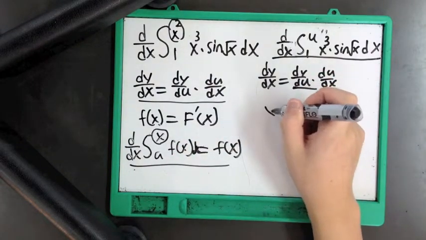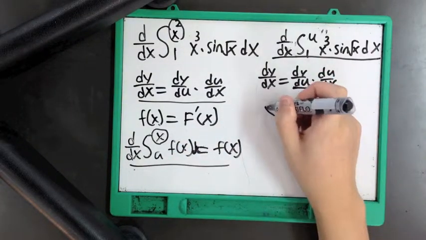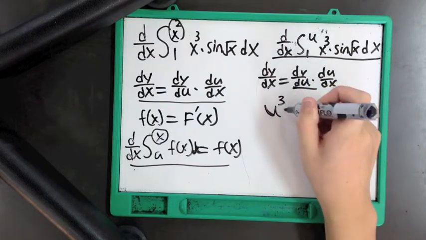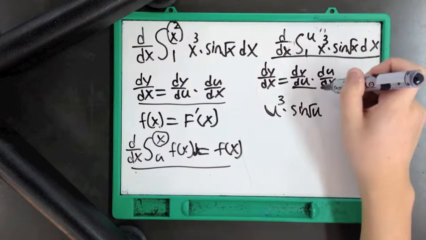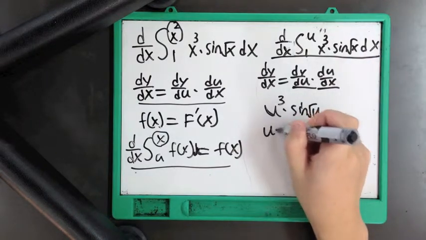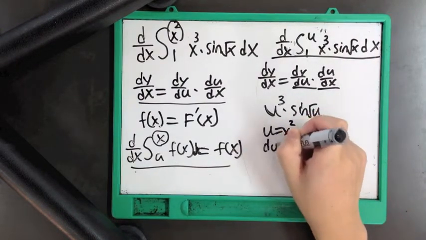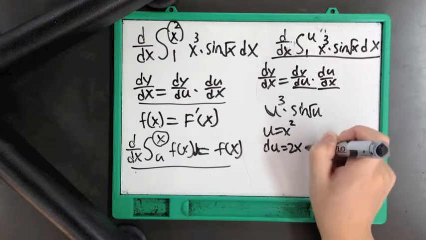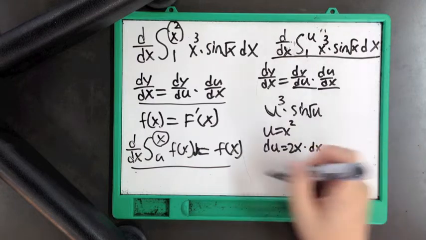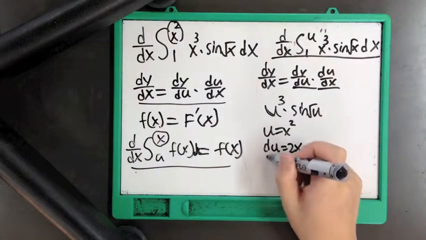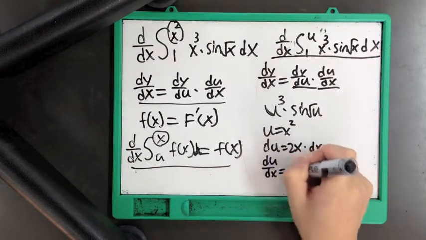So it becomes u cubed times sine root u. And then since we know that u equals x squared, du equals 2x times dx. So after we rearrange it, du over dx will equal 2x.